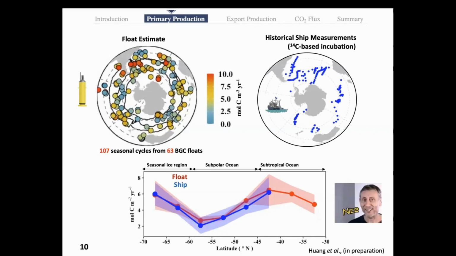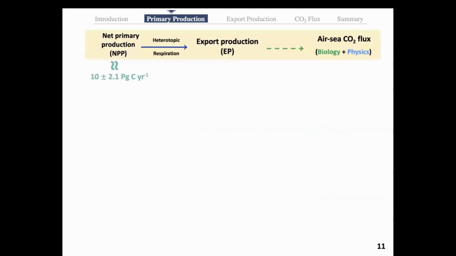If we integrate MPP over this entire region, we can get the first answer for MPP. So the mid-South Ocean is about 10 petagrams of carbon per year. Now let's move to the second metric, export production.